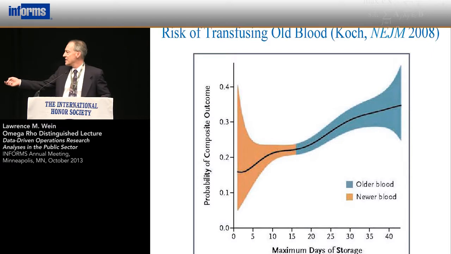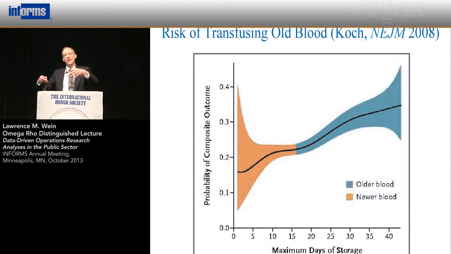I mean, on the horizontal axis here, it's the time that elapses between when you take the blood out of the donor and you put it into the recipient. And the vertical axis here is just the probability of something bad happening.